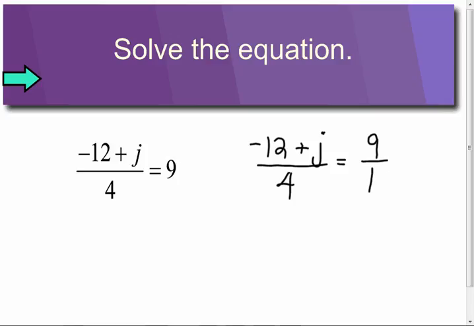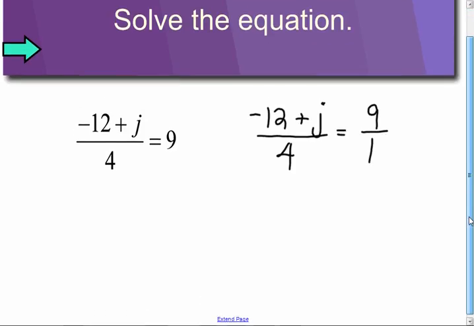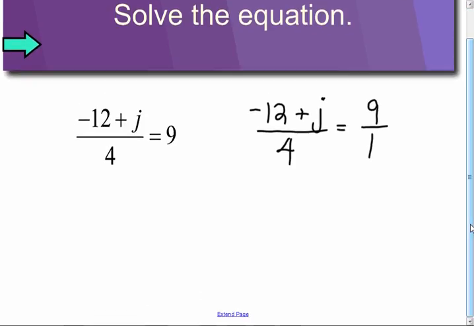You can either think of clearing fractions by multiplying by 4 on both sides, or you can think of it as cross-multiplying. The product of the extremes, the product of the outer ones, this one times 1, has to equal the product of the means, 4 times 9. The reason why I don't like using cross-multiplication is that expression. It's not wrong, but you tend to get that mixed up with multiplying fractions. Not the same thing.